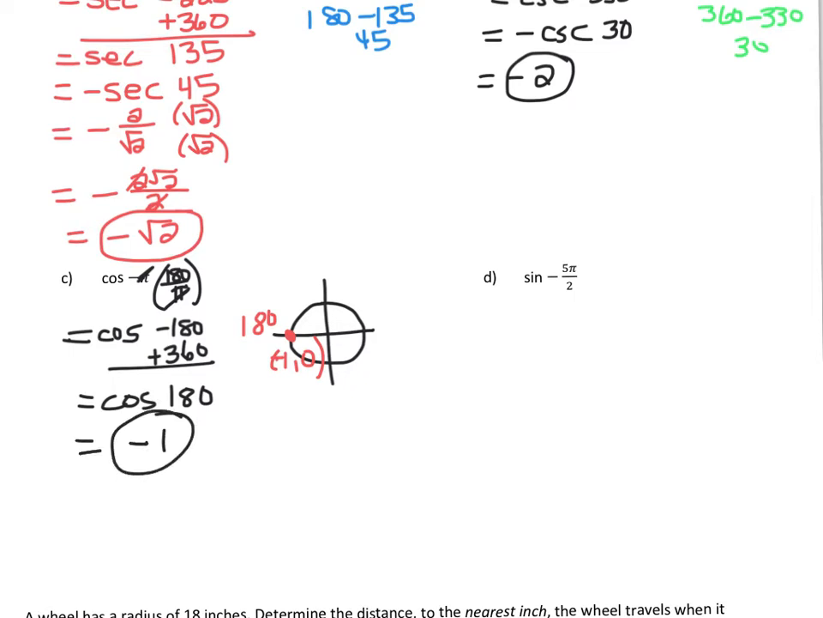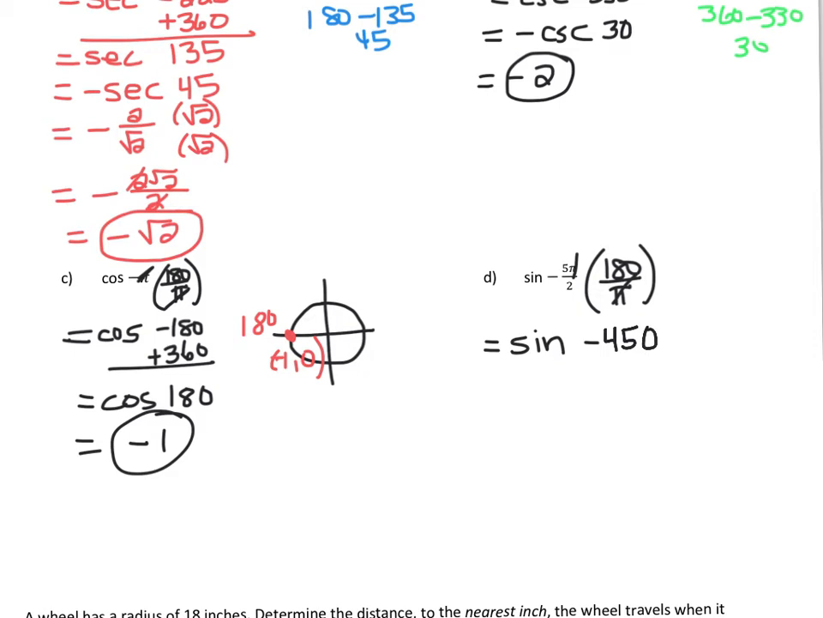Okay, and then finally, the last one that we have to do is letter D. Letter D says sine of negative 5 pi over 2. So let's again convert this to degrees by multiplying by 180 over pi. The pi on top cancels with the pi on bottom. So this is going to be equal to sine of negative, and then you just figure out what 5 times 180 divided by 2 is. 180 divided by 2 is 90, and 5 times 90 is 450. So we have sine of negative 450 degrees.